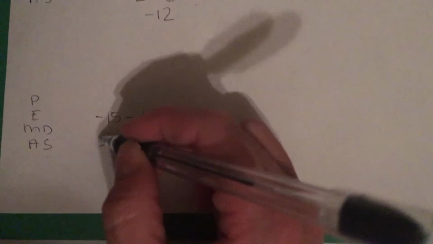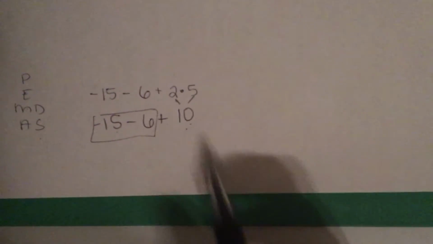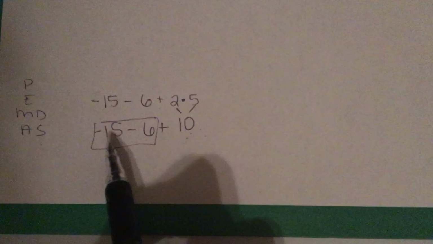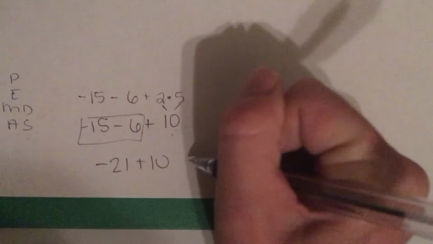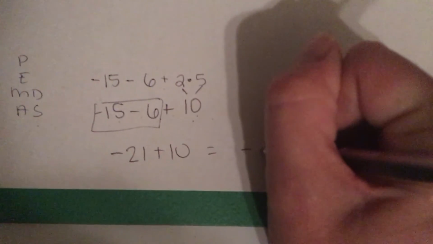So the first thing I'm going to do is the subtraction. You would get a completely different answer if you did that part first. So you really have to be careful and follow the order of operations. So from here, I get negative 21 plus 10. And when I have negative 21 plus 10, I get negative 11.